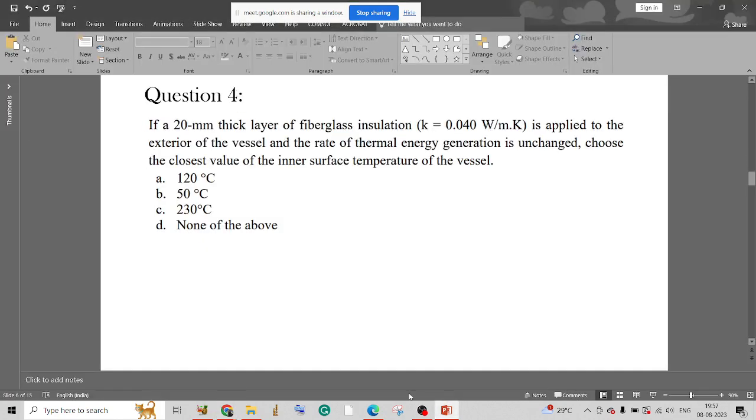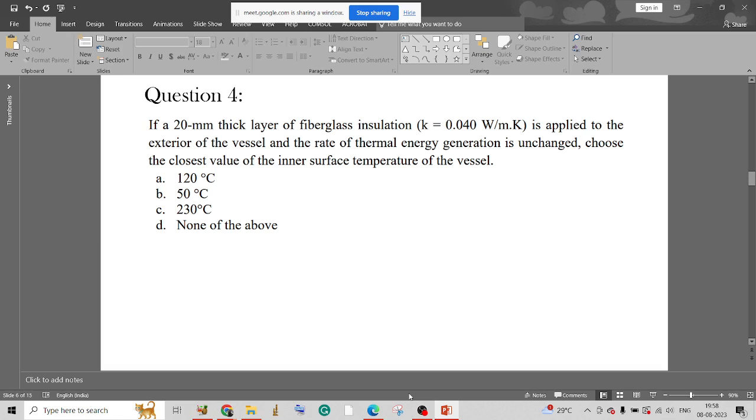So what it says is that an insulation of 20 mm thickness is added to the outer side of the stainless steel wall, and the rate of thermal energy generation is unchanged. Okay, so Eg dot will be the same. Choose the closest value to the inner surface temperature of the vessel. That is again this only we need to find out, TS1, right? TS2 we don't need to find out.